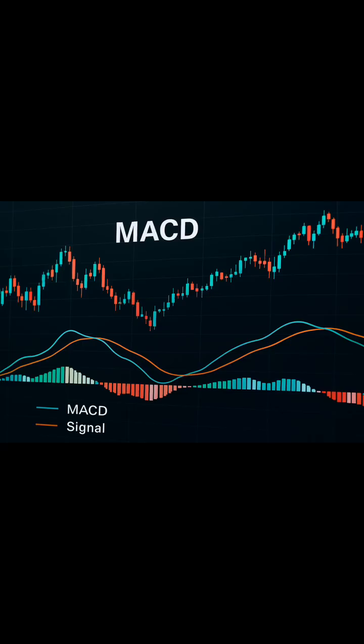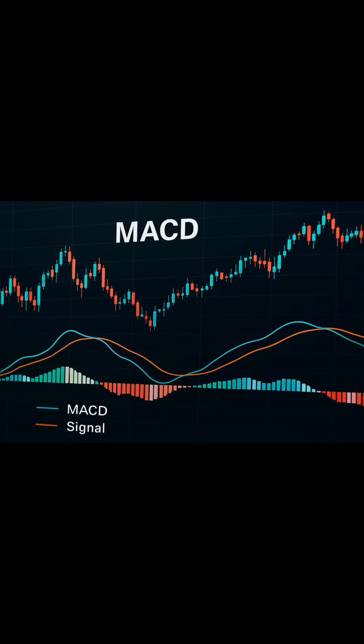The moving average convergence divergence, MACD, is a widely utilized technical indicator that assists traders in identifying potential buy and sell signals by analyzing the relationship between two moving averages of a security's price. It comprises the MACD line, the signal line, and the histogram. The MACD line is calculated by subtracting the 26-period exponential moving average, EMA, from the 12-period EMA. The signal line is the 9-period EMA of the MACD line, and the histogram represents the difference between the MACD line and the signal line.